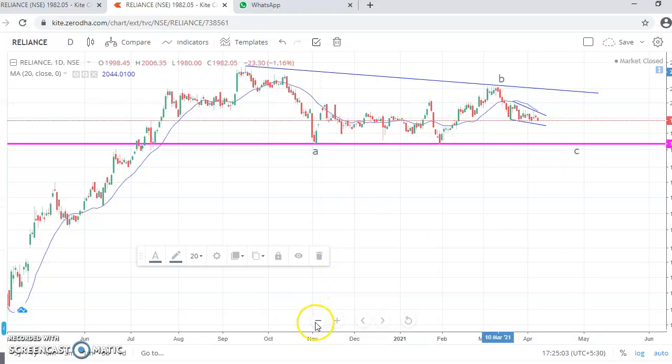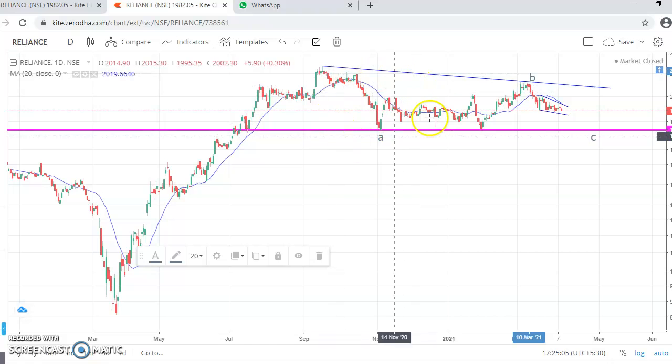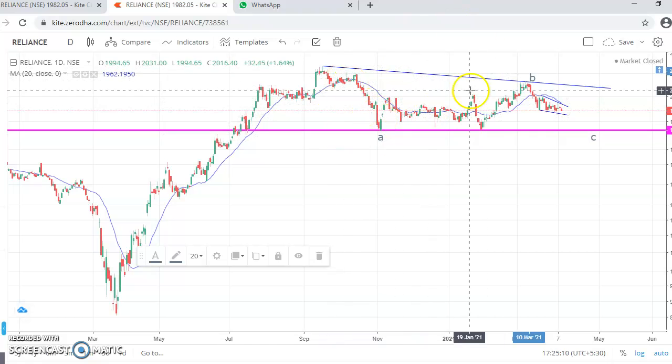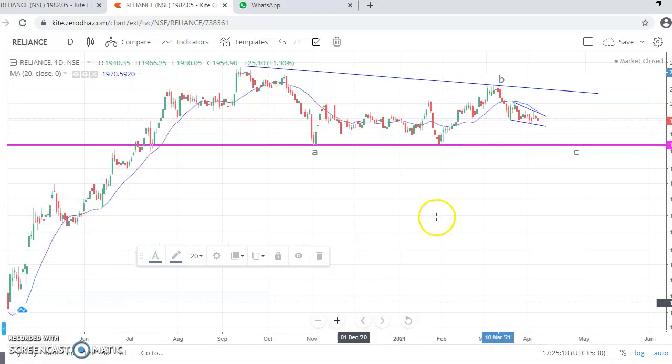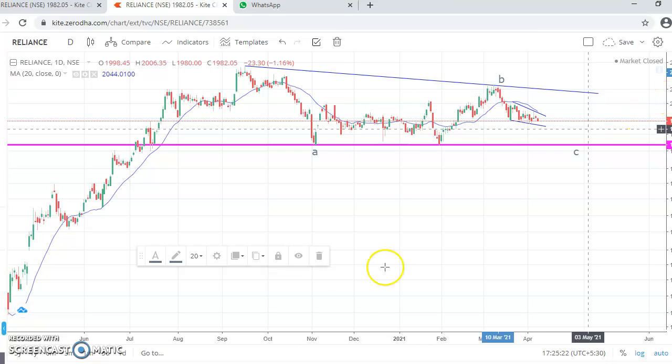On a long-term basis, Reliance is forming a symmetrical triangle with the first wave already completed, and second, it is coming to the third wave. This third wave and this bearish pattern both are coinciding. After completing this third wave, it will come to this fourth wave.